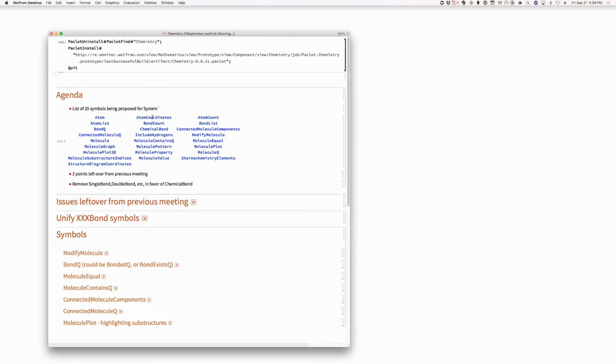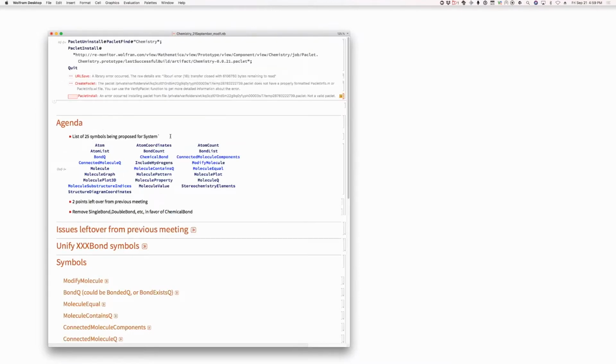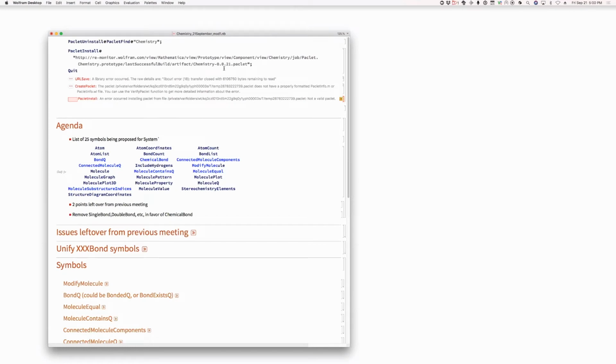Okay, so atom coordinates is an option. Is that correct? It's an option for molecule. Atom count is a function. Atom list is a function. Is this bad? It doesn't look good. Well, some things changed color, but others did not. Right. So I mean that would seem good.